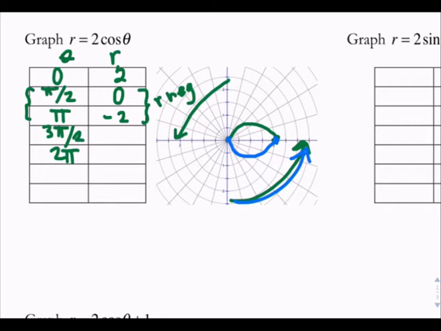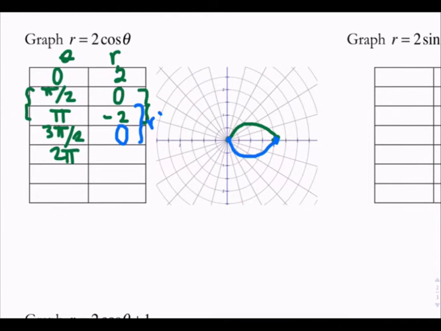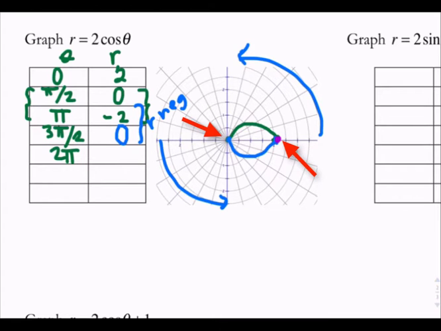What's interesting is that if I keep going with this chart, at theta equals 3 pi over 2, I should get a radius of 0 again. So let's think about where that is. So again, I have a region where r is negative. So instead of graphing between pi and 3 pi over 2, I'm going to graph between 0 and pi over 2. So I have to connect pi comma -2, which is this point here, to 3 pi over 2 comma 0, which is this point here.